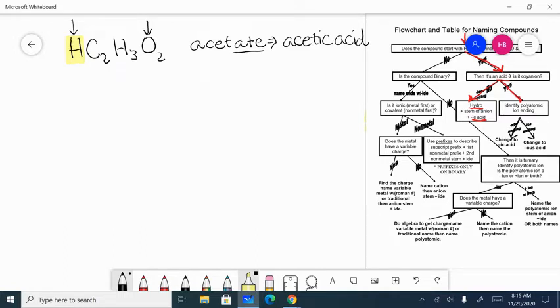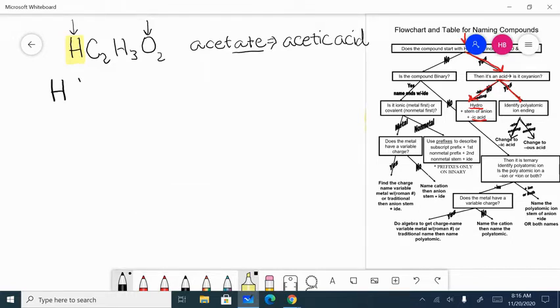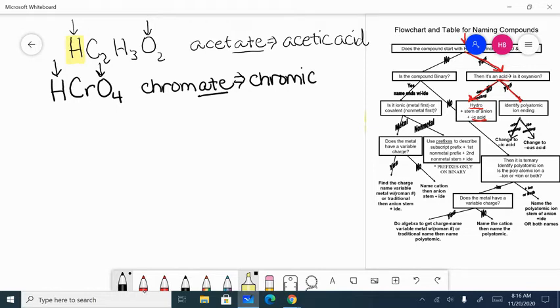Let's see, how about another one. Again, it starts with H+, so it's an acid. It does have oxygen, so that's an oxyanion, and you're going to find it in the list of polyatomic ions, and this is going to be chromate. So we're going to change the ATE version to IC acid, chromic acid.